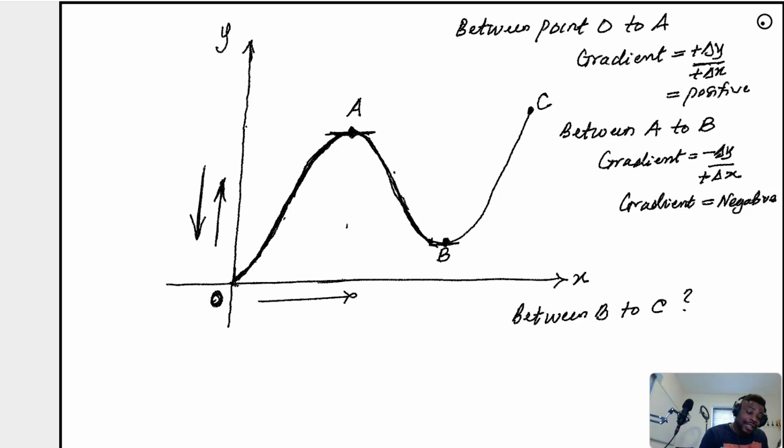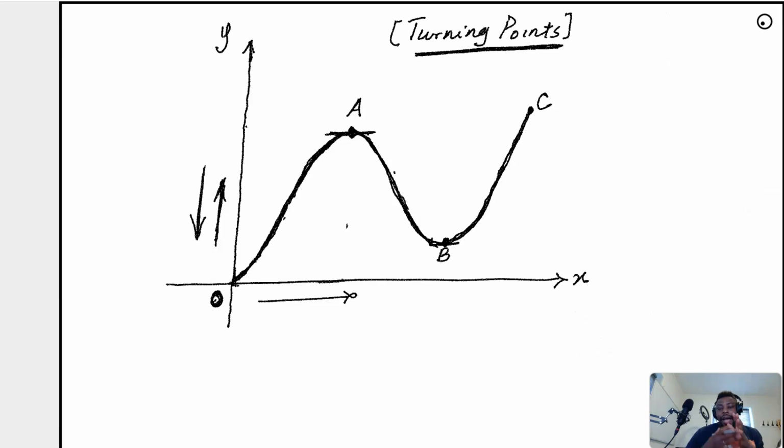Yes, correct. The gradient is going to be positive. So gradient will be positive. Why? Because if I move from B to C, it tells you that y is increasing as x also is increasing. So the gradient will be positive. Now, I would like to explain turning point, since you already know where the gradient is positive or negative. Now, what do we really call turning point?